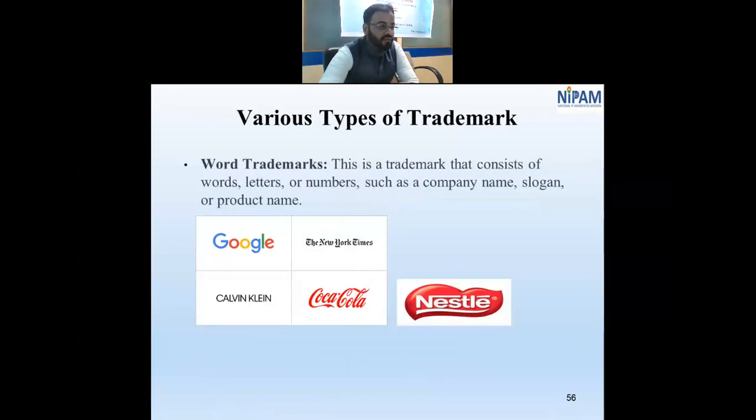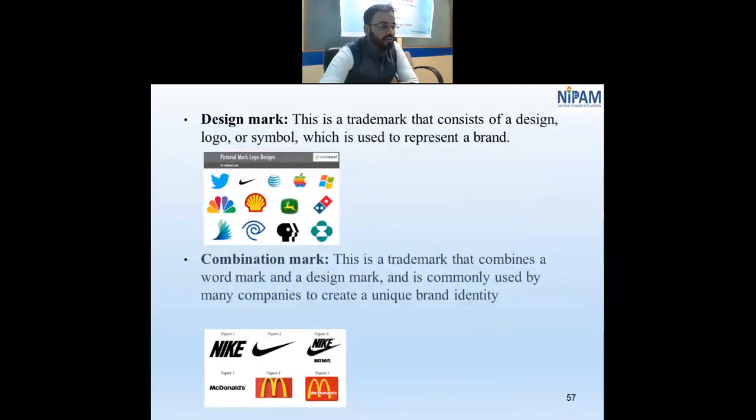So trademark rights can be of various different types. There could be a word trademark. For example, Google is a registered word trademark. New York Times, there is a certain way in which this particular New York Times is written, so it is a registered word trademark. Coca-Cola, Nestle, Bisleri, all these are registered word trademarks.